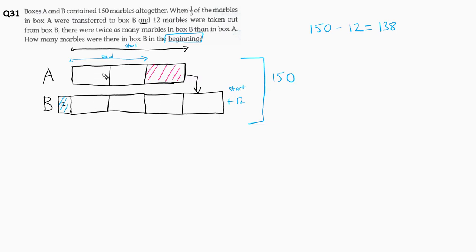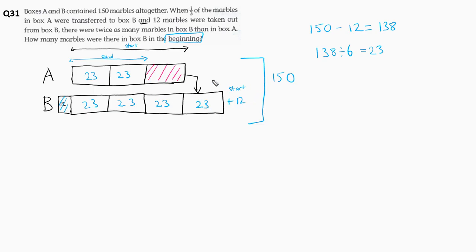And how many equal parts are there? Remember, this one has moved here. So there's 1, 2, 3, 4, 5, 6. There are 6 equal parts. So if we divide 138 by 6, we are going to get 23. So each of these represents 23 marbles.